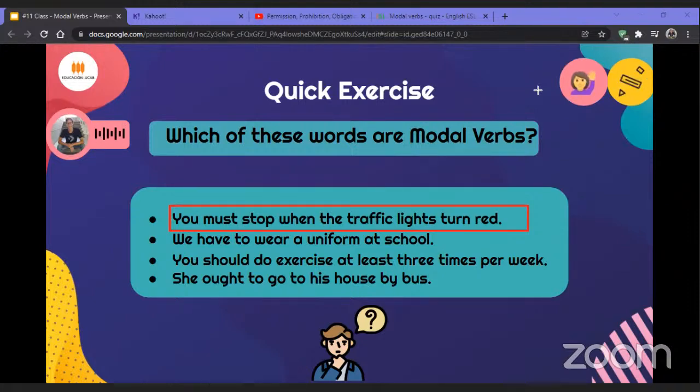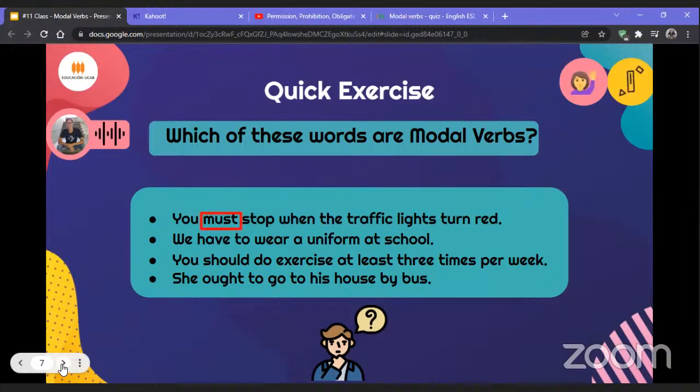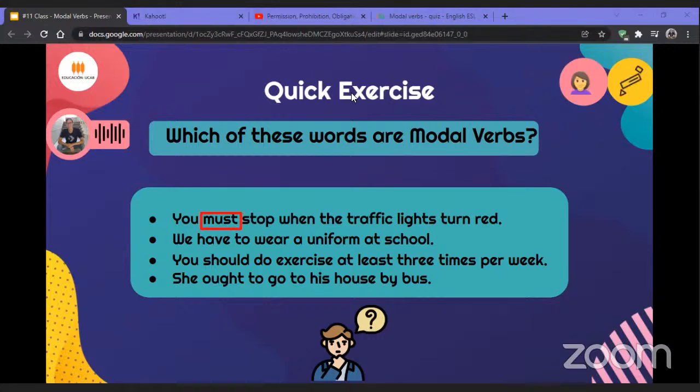You must stop when the traffic lights turn red. Okay. And the modal verb is must. Great, great job. What about you, Leticia? Let's go with the second one. We have to wear a uniform at the school. Great job. The modal verb is have.